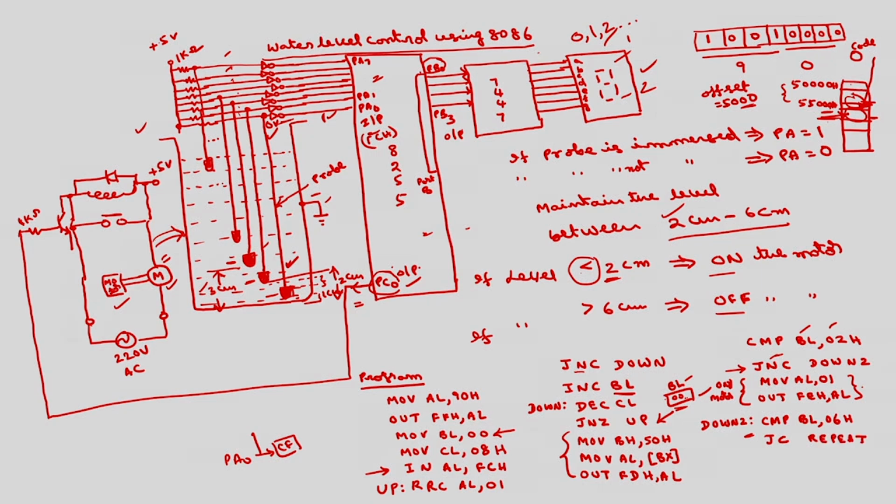If this is false, means no carry, means BL is greater than 6. So in that case I have to off the motor. I have to write the program here to off the motor. How to off the motor? Basically you take move AL comma 00, out onto port C.